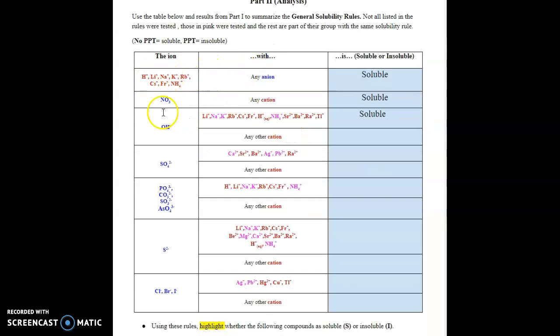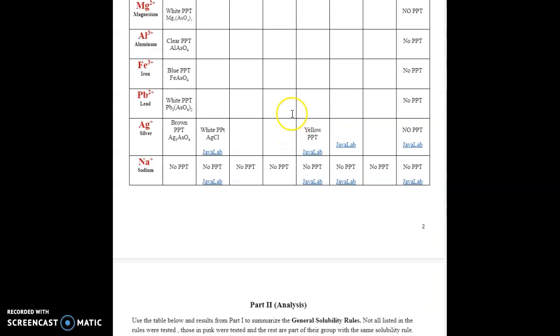So, for example, we studied sodium and potassium and ammonium. When we look at those 3 with any anion on your table, you'll look at sodium the whole way across, and it says no PPT. What that means is they are soluble and no precipitate formed. We mixed the 2 clear liquids, and they were still 2 clear liquids. There was no white or yellow solid substance.